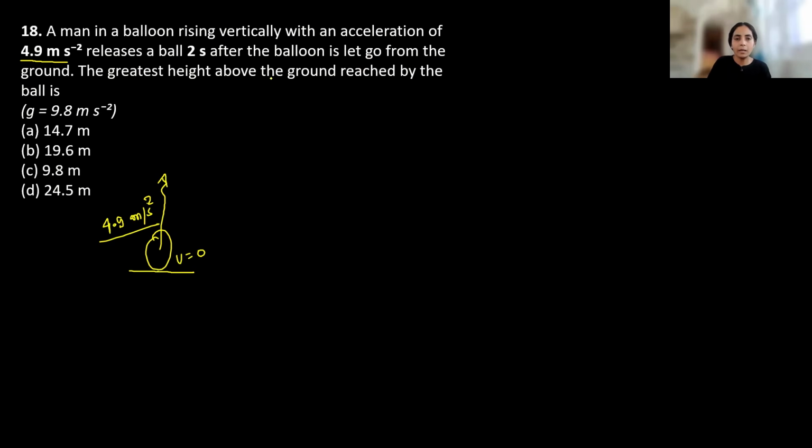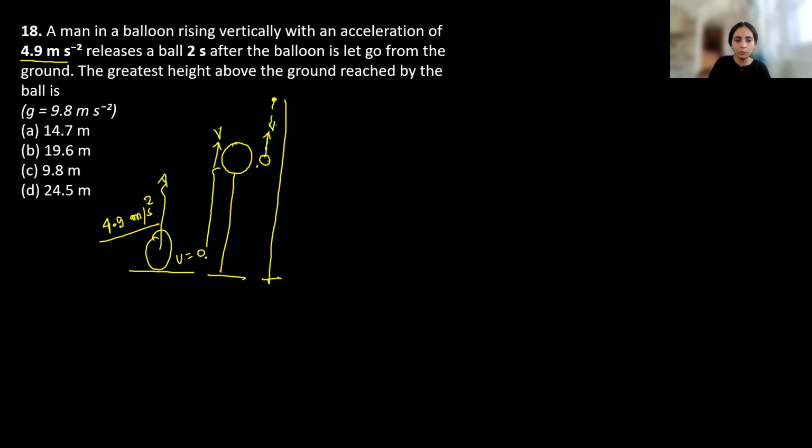The greatest height above the ground reached by the ball is. और बलून के अंदर से बॉल को आपने कितने टाइम के बाद ड्रॉप किया है? 2 सेकंड के बाद. So let's say balloon is here after 2 seconds. So at 2 seconds, this balloon will be having certain velocity in the upward direction. So whatever ball you are dropping will carry velocity v in the upward direction. ठीक है? And then this ball, because of upward velocity, will first go up to certain maximum height and then it will come down.